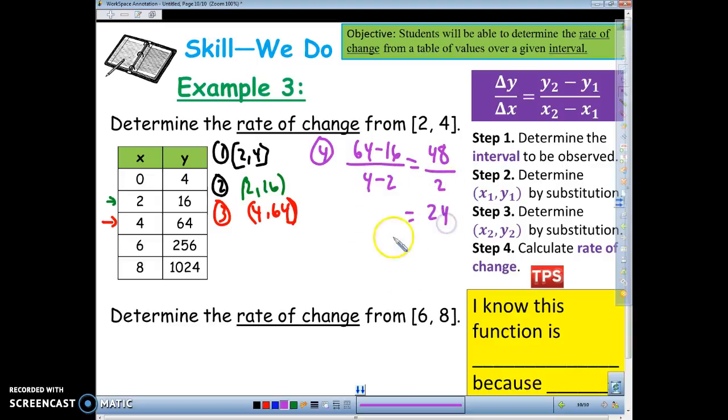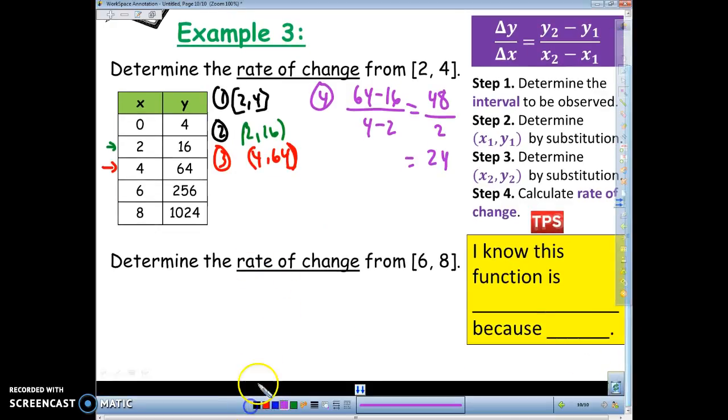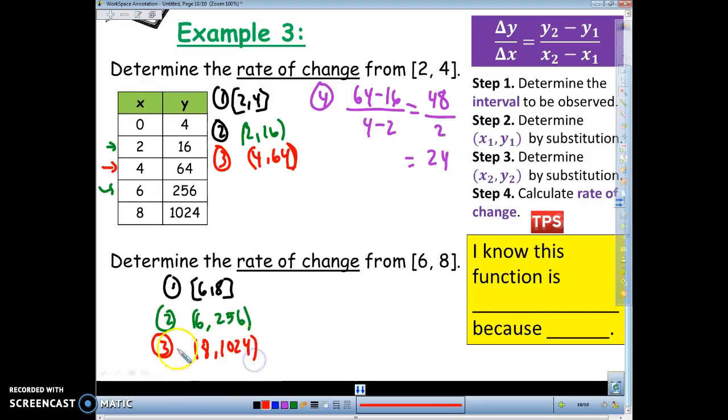This reduces to 24. Now I'm going to go ahead and do the same thing for this interval. It's 6 to 8. My starting point is at 6, so that is (6, 256). Wow, these are some big numbers. And my ending point is (8, 1024). I'm going to need a calculator for this one.